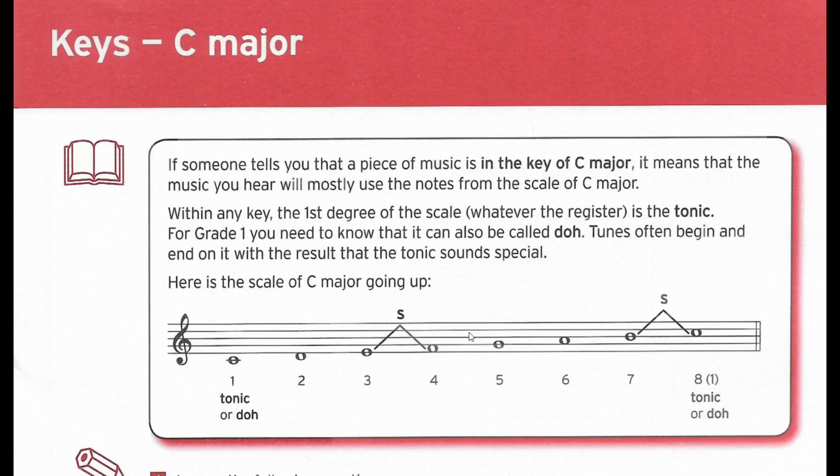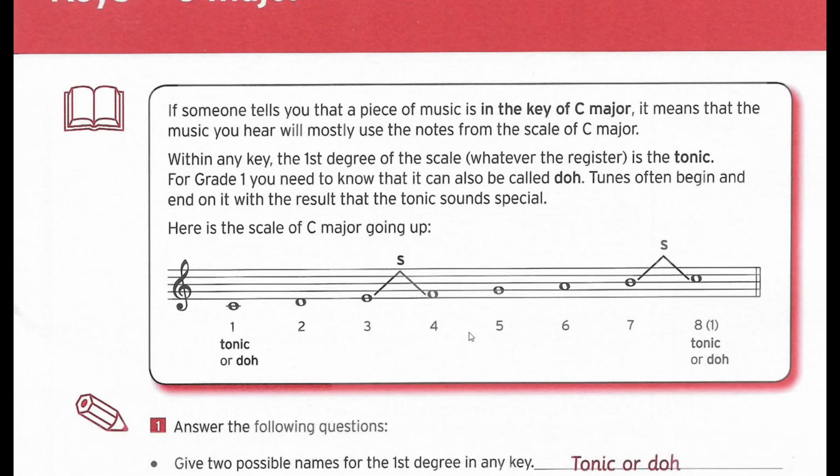So let's start. If someone tells you that a piece of music is in the key of C major, it means that the music you hear will mostly use the notes from the C major scale. Within any key, the first degree of the scale is called the tonic. Grade 1, which we need to know, is also called do. Tunes often begin and end on it, with the result that the tonic sounds special.